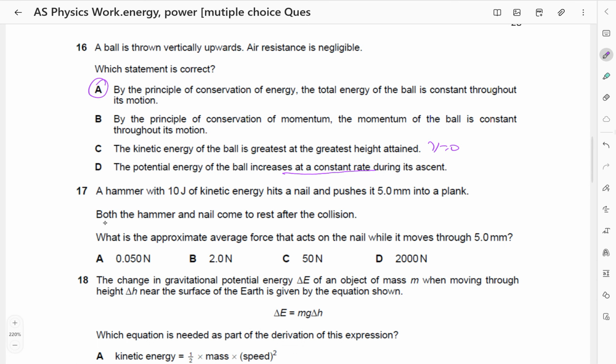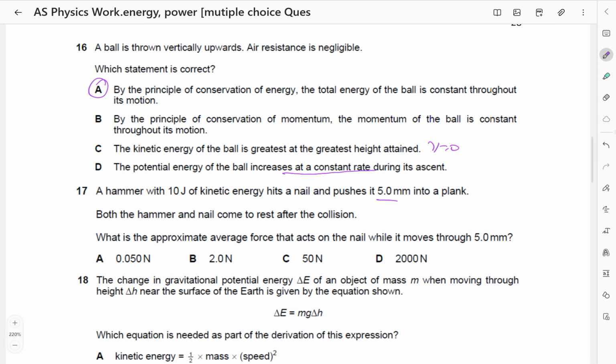A hammer with 10 joules of kinetic energy hits a nail and pushes it 5 millimeters into the plank. Both the hammer and the nail come to rest after the collision. What is the approximate average force that acts on the nail while it moves through 5 millimeters?